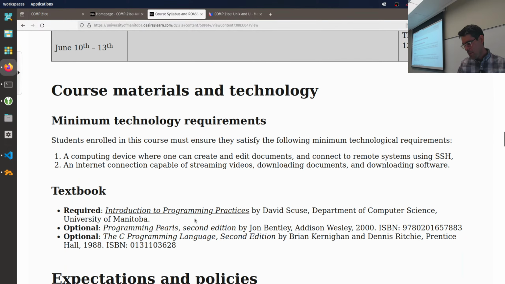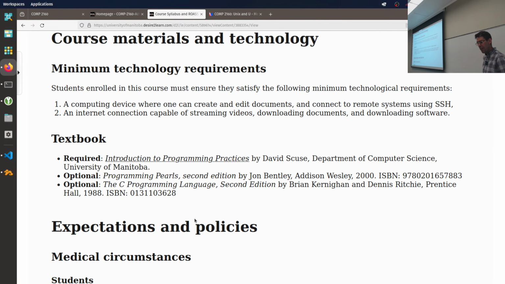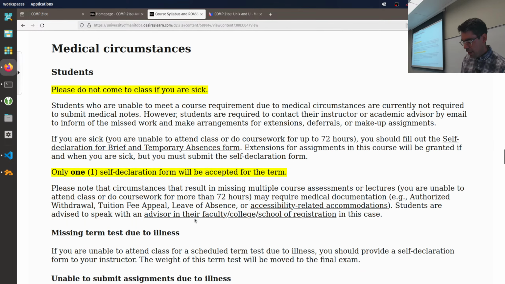Other than that, course materials and technology, the minimum technology requirements, you got to have a laptop. You have to have a machine that you can use to connect to other machines. I'm going to talk about the textbooks in just a second, so I'm going to skip over that.